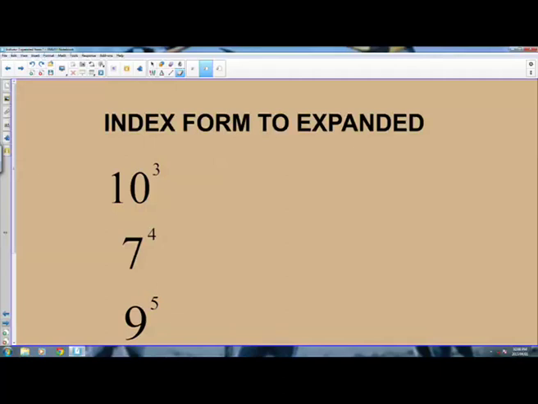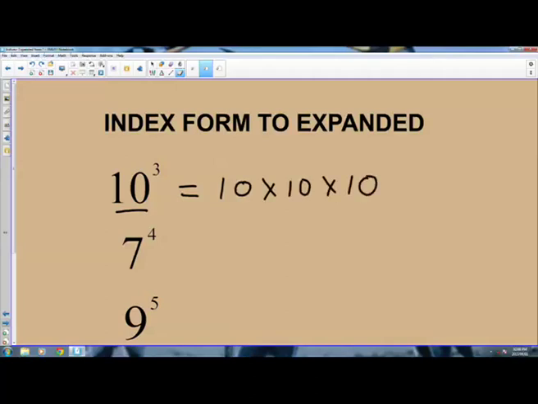The index form to expanded form. 10 to the power 3. This is the index form. 10 to the power 3 is the index form. Now, how do we write 10 to the power 3 in the expanded form? This will be 10 times 10 times 10.